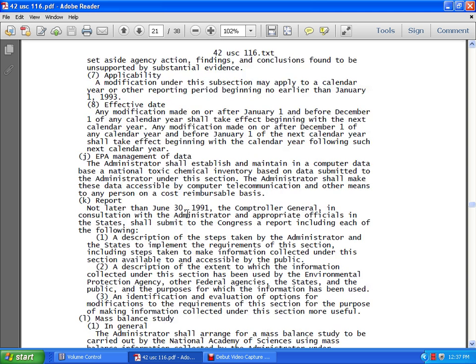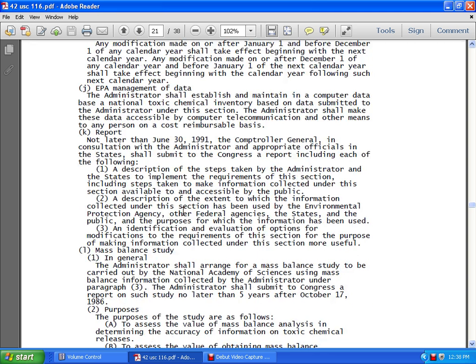3. The identification and the evaluation of the options, modifications, and requirements of the section for the purpose of making the information collected under the section more useful. L. The mass balancing study. 1. In general, the administrator shall arrange for the balance study to be carried out by the National Academy of Sciences of the mass balance information collected by the administrator under paragraph 3.